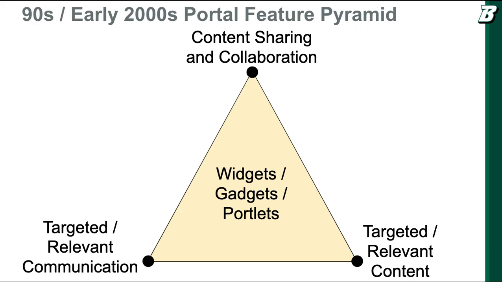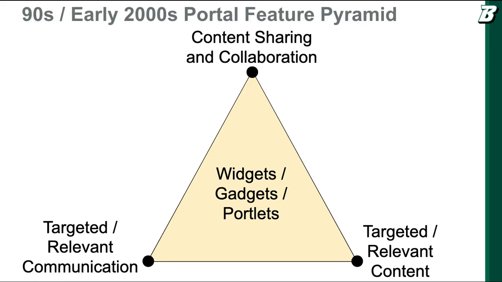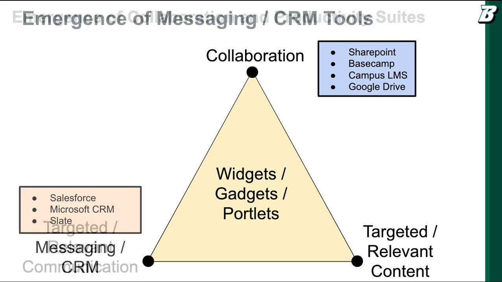But if we fast forward over the years since the days of the monolithic portal, what's ended up happening is those cornerstones have started to erode, right? Where we had content sharing and collaboration before, we have the birth of really robust and good collaboration tools like SharePoint, Basecamp, Google Drive, and even your campus LMS could be considered a collaboration tool. I want to stress that these tools are better than anything that AOL or Yahoo offered, but they are fragmented, they are separate, and they are in their own little space.